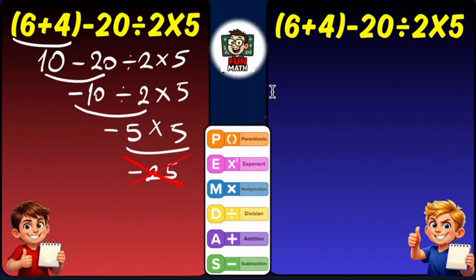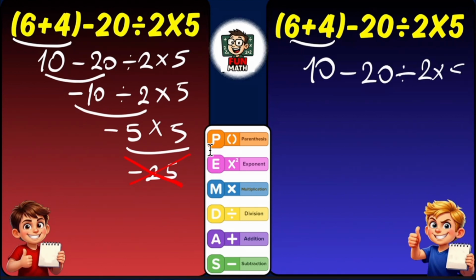Okay, now let's solve the equation according to the rule. First, parenthesis: 6 plus 4 equals 10. Now, subtraction, division, multiplication. First, division and multiplication.